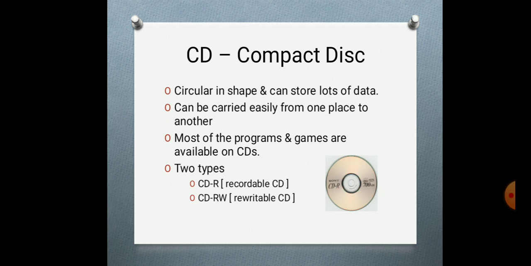So what is meant by a rewritable CD? We can erase the data from the CD and store new data also. That is called a rewritable CD. As we saw with RAM, which is read-write memory, in the same way in a CD, RW means rewritable: we can read, and we can also erase and write new data.